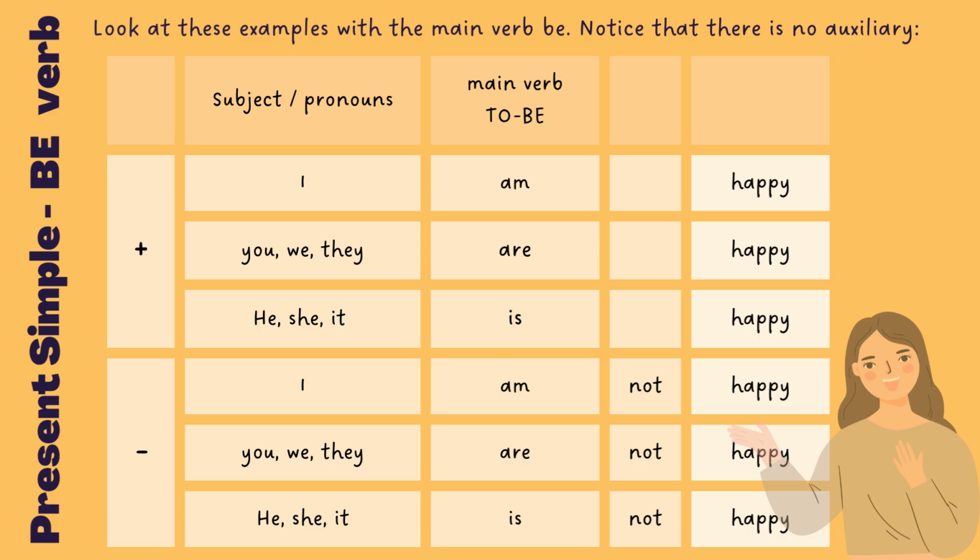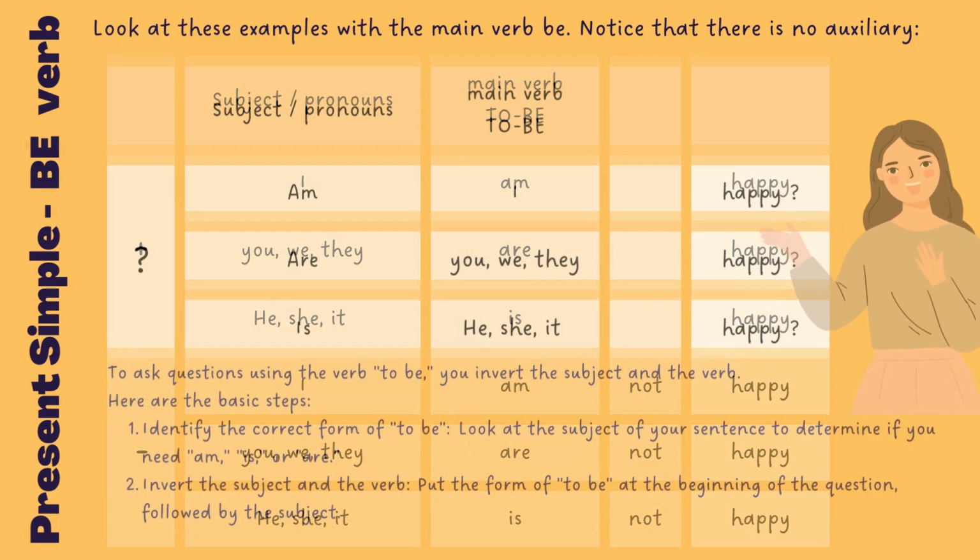He is happy. For negative sentences, we only add not to show negation. I am not happy. They are not happy. And it is not happy. Now let's look at questions.